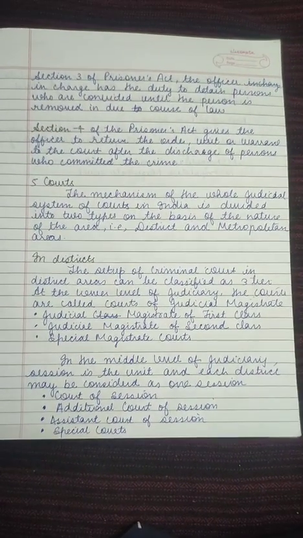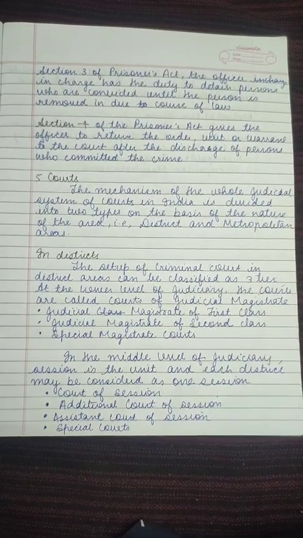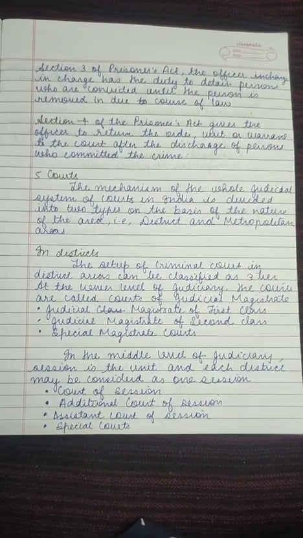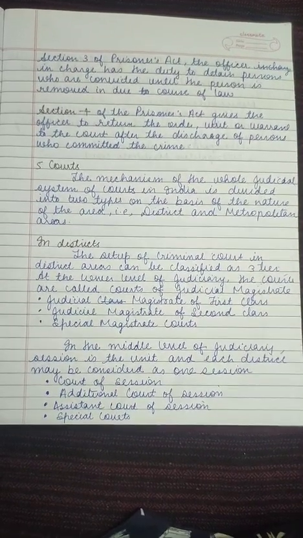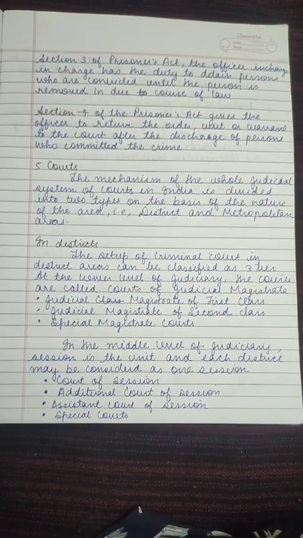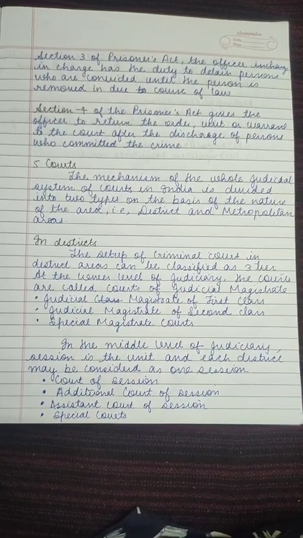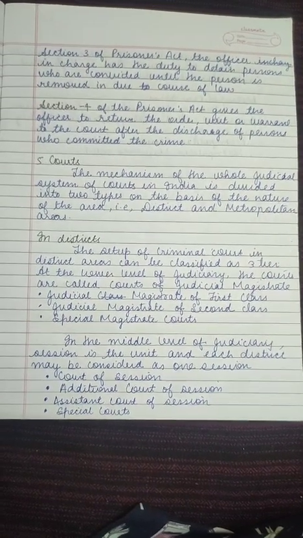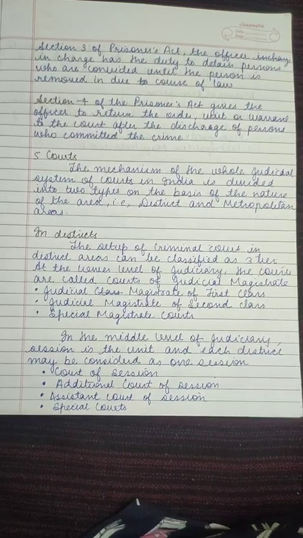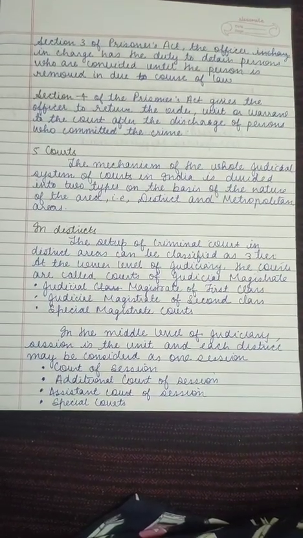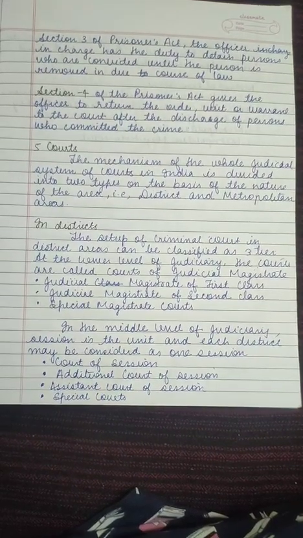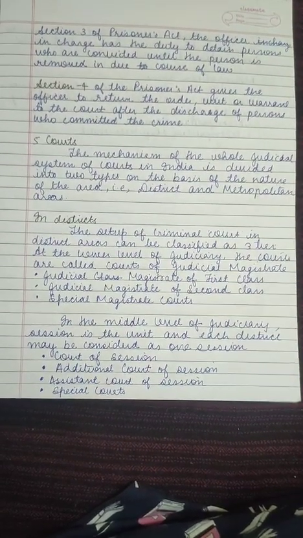Fifth, courts. The mechanism of the whole judicial system of courts in India is divided into 2 types on the basis of the nature of their area: district and metropolitan area. In districts, the setup of criminal courts can be classified as 3-tier. At the lower level of judiciary, the courts are called the courts of judicial magistrate: judicial magistrate of first class, judicial magistrate of second class, and special magistrate's court.